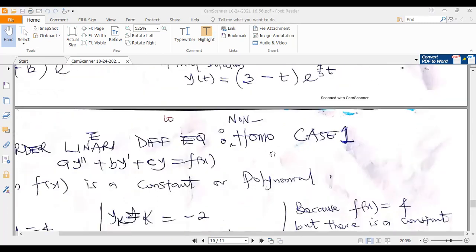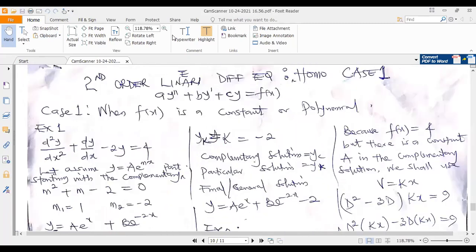Let's now start the real problem. We want to start solving the problem that is non-homogeneous. There are 3 cases here. Number 1, when our f of x is a constant or is a polynomial.